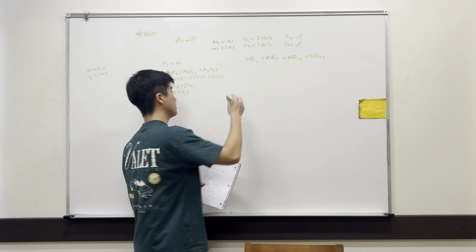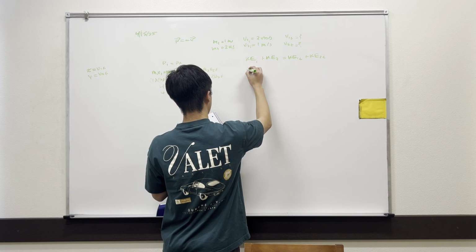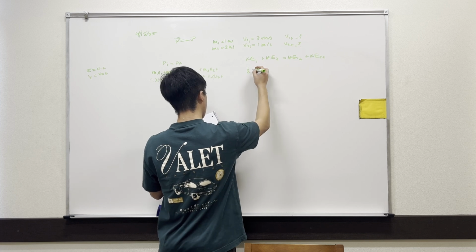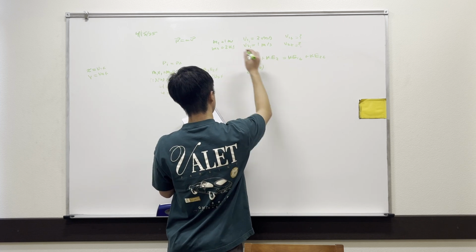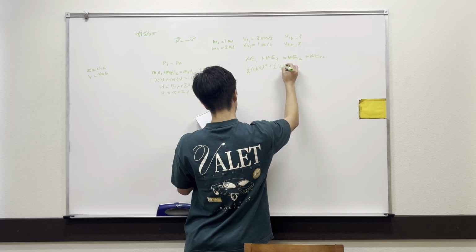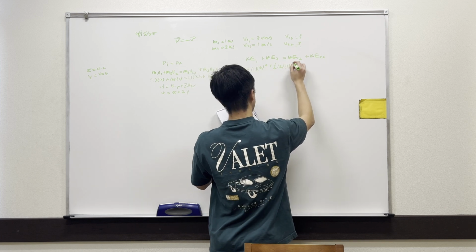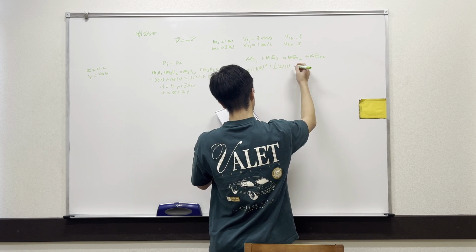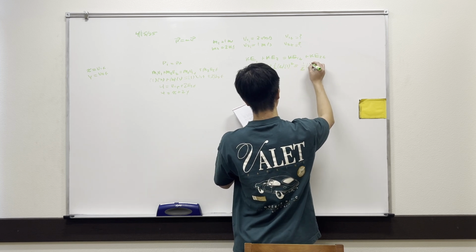We have most of these values anyway, so we could just plug them in, where it would be 1/2 m v squared. So 1/2 times 1, we know v1 squared is 2 meters per second, plus 1/2 times 2 times 1 meter per second for v2 initially, and then we get to our unknowns.